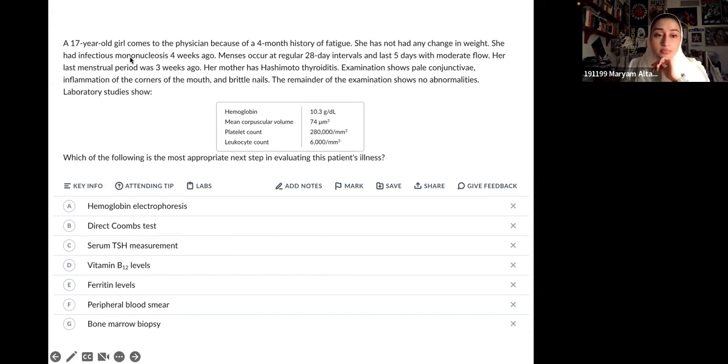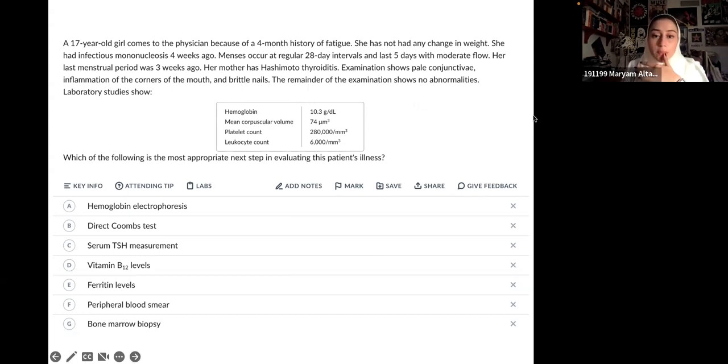Okay. A 17-year-old girl comes to the physician because of a 4-month history of fatigue. She has not had any changes in weight. She had infectious mononucleosis 4 weeks ago. So EBV, if you guys remember from CVP. Menses occur at regular 28-day intervals and last 5 days with moderate flow. Okay. Her last menstrual period was 3 weeks ago. Her mother has Hashimoto thyroiditis. Examination shows pale conjunctiva, inflammation of the corners of the mouth, and brittle nails. Okay. The remainder of the examination shows no abnormalities.